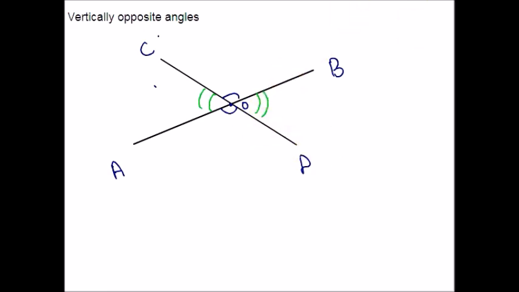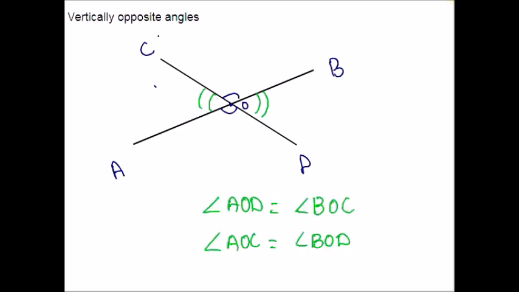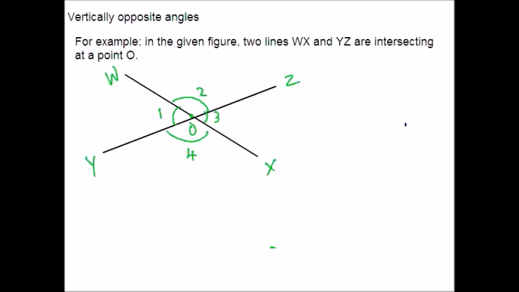You should know that vertically opposite angles are always equal. So that is, you can write it as, hope this makes sense to you. For example, in the given figure, two lines WX and YZ are intersecting at a point O. We observe that with the intersection of these lines, four angles have been formed. Angles 1 and 3 form a pair of vertically opposite angles, while angles 2 and 4 form another pair of vertically opposite angles. And you can say that clearly angles 1 and 2 form a linear pair. Am I right? Because these two angles lie on the same straight line.